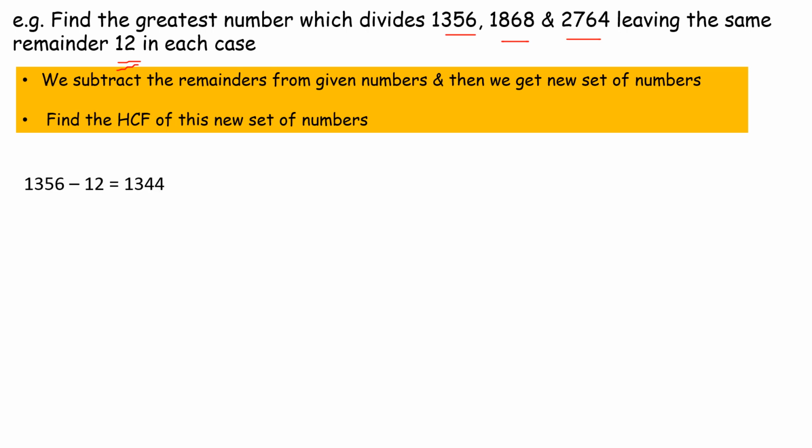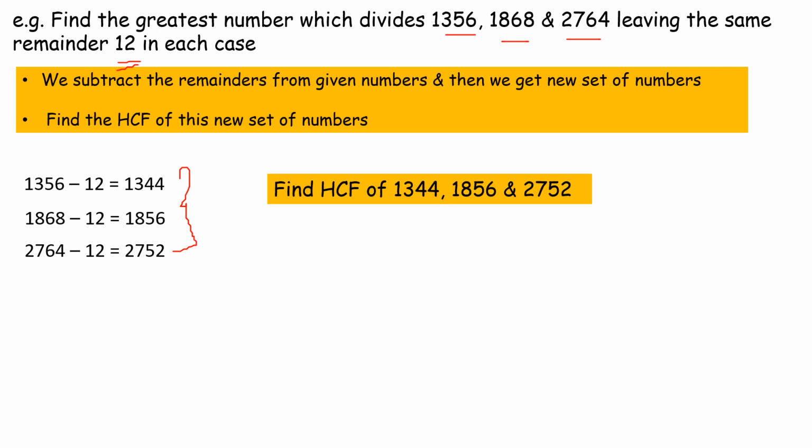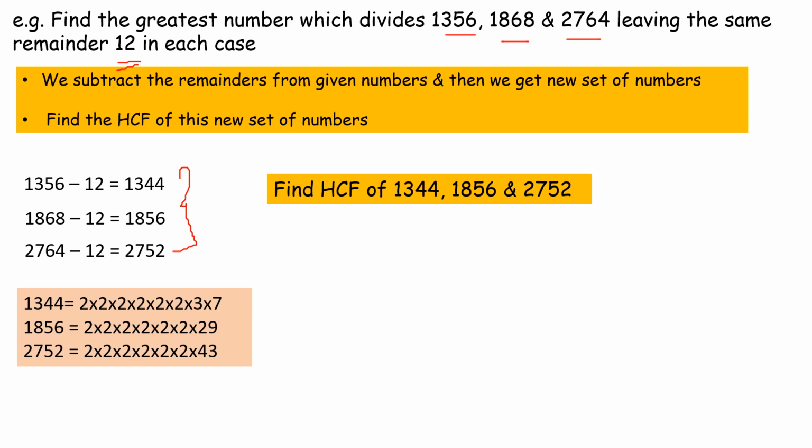First we subtract the remainder 12 from each number. So 1356 minus 12 is 1344, then 1868 minus 12 is 1856, then 2764 minus 12 is 2752. Now we find the HCF of these three numbers. These are our new set of numbers. Now let's find the HCF.